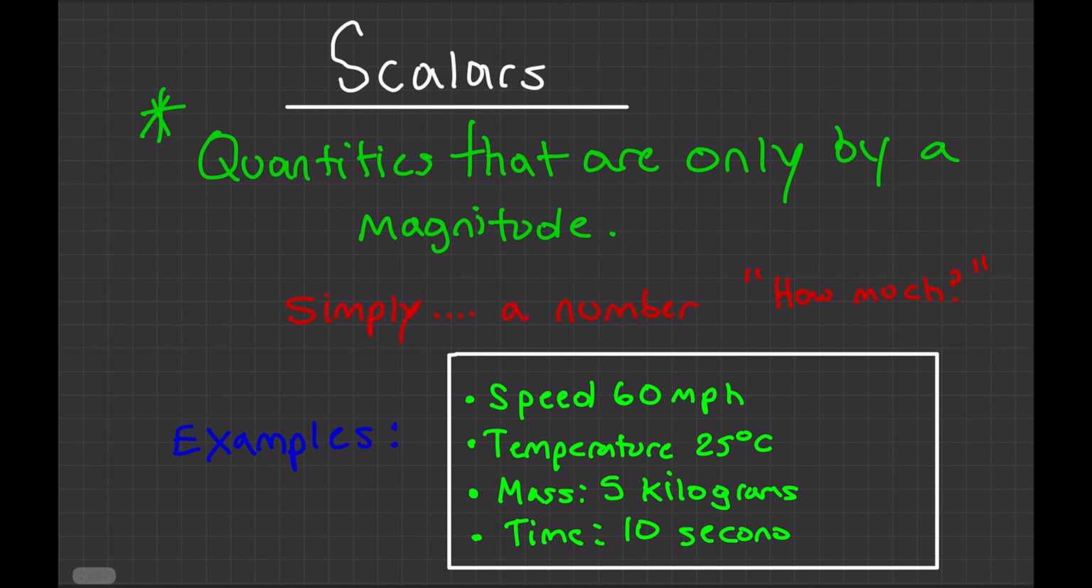So let's go into a further example. We can say the car is going at 60 miles per hour. How much? 60 miles per hour. Not giving any type of specific direction, only how much. Temperature. What is the temperature outside? Well, it's 25 degrees Celsius. How much does this ball weigh? 5 kilograms. Time. How much time does it take for him to run? 10 seconds. So the key takeaway here is that scalars are the simplest forms of measurement, just the number and the unit. Notice how these examples don't tell you where something is happening, just how much of it is there.